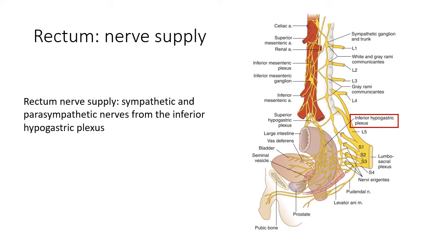Nerve supply of the rectum, it's again autonomic, sympathetic and parasympathetic, and it comes from the inferior hypogastric plexus. Now, in the abdomen, we talked about celiac plexus, superior mesenteric plexus, and inferior mesenteric plexus. Now we are in the pelvic cavity. Now we should think of the other plexuses found over there, and those are the hypogastric plexuses. There's a superior one and there is an inferior one. If we talk about the rectum, so it's the inferior hypogastric plexus.